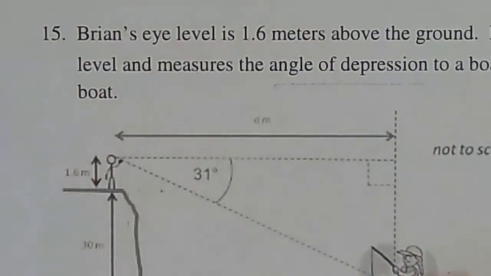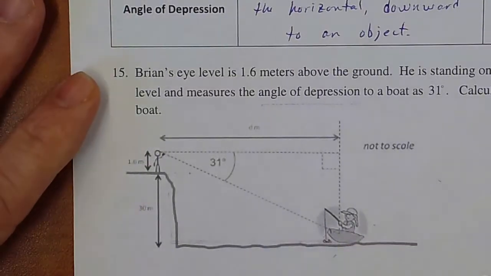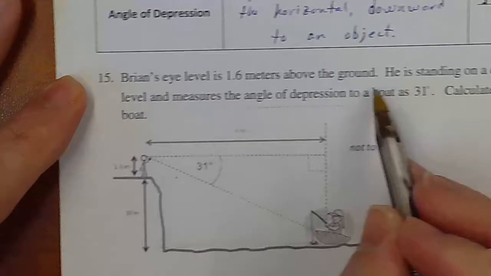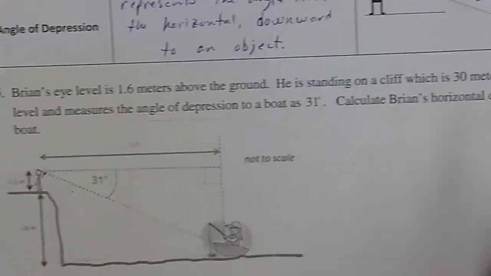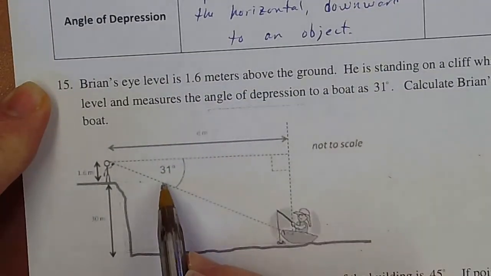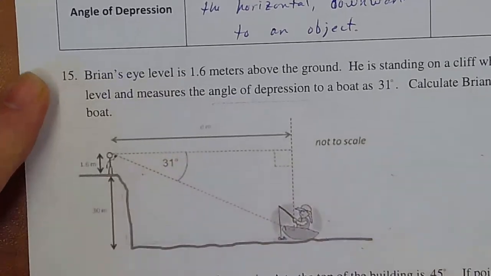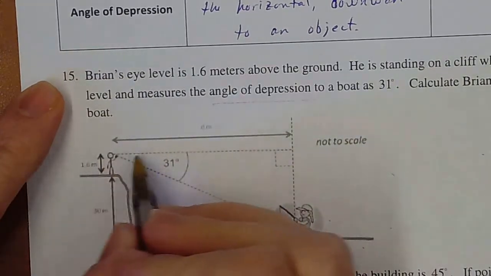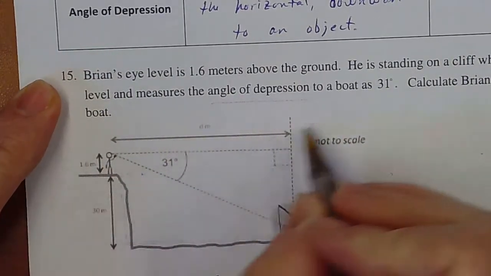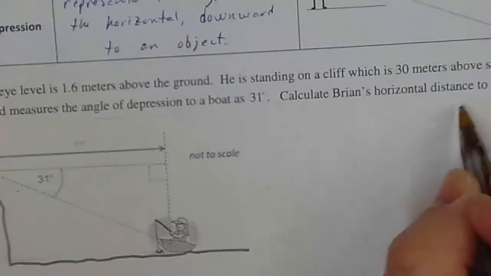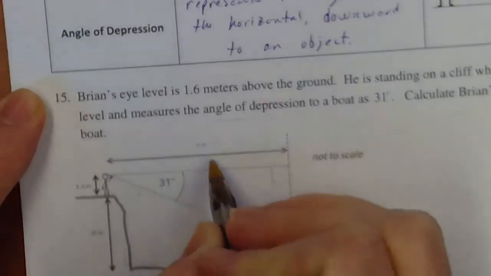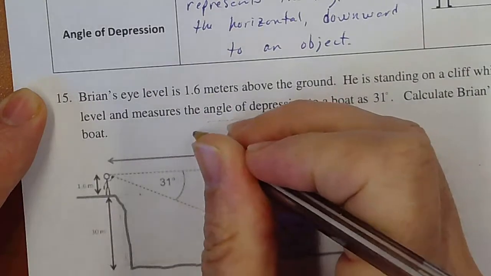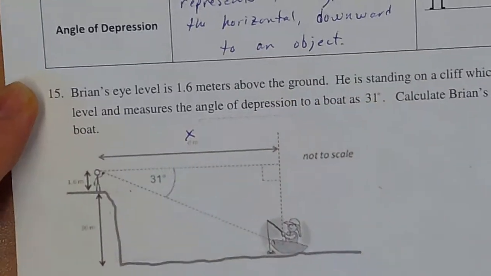Okay, so let's go ahead and take a look at 15. Brian's eye level is 1.6 meters above the ground. He is standing on a cliff, which is 30 meters above sea level. He measures the angle of depression as 31 degrees. There are these little binocular-looking things that can measure angle of depression and angle of elevation. Calculate Brian's horizontal distance to the boat. So this is the unknown right here. We'll call this x.